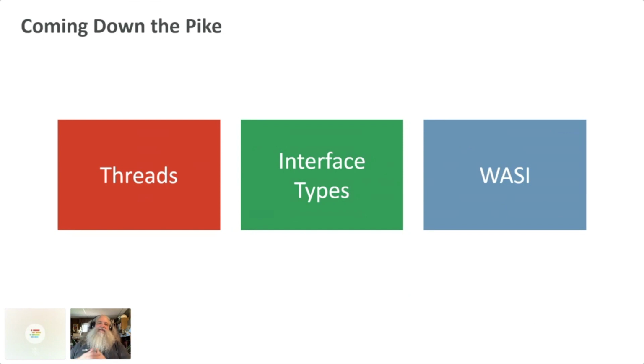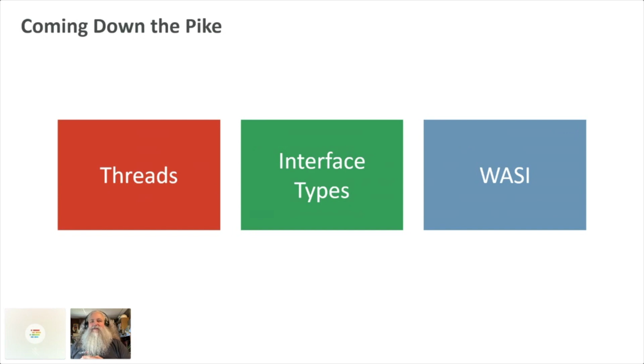Coming down the pike, I've just been showing stuff with numbers, and there's a reason for that, and that's because WebAssembly doesn't know what a string is. And that's because what is a string, right? What does C mean when it says a string? What does Rust mean when it says a string? Is that UTF-8 encoded? What's the encoding on that?